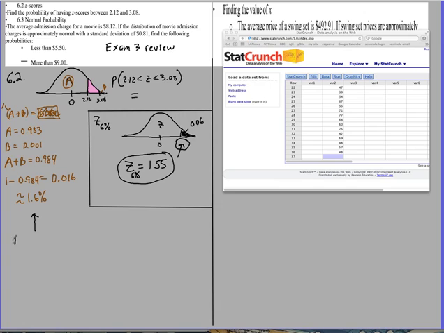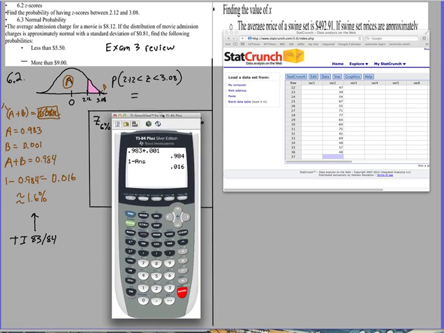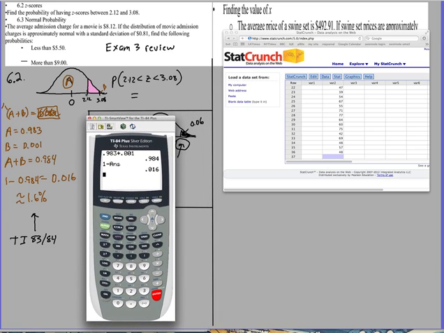Let's go to the TI-83 or 84 to find this answer here. It's much easier in this case. If I'm trying to find this area from 2.12 to 3.08, all we have to do is go to 2nd VARS. We're in a normal distribution. We always use normalcdf. That's cumulative, which means it's going to accumulate all the shaded region, and we just put in the left and the right.